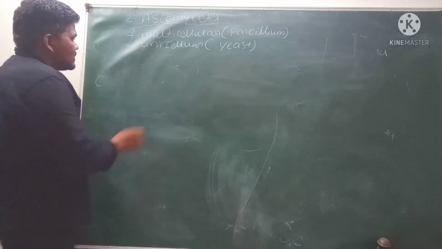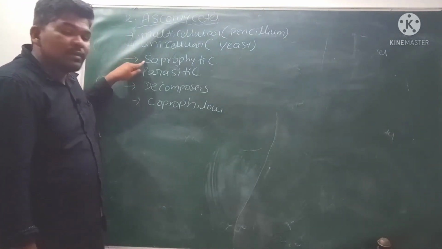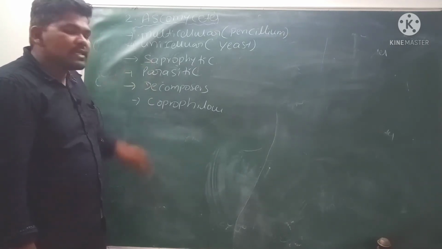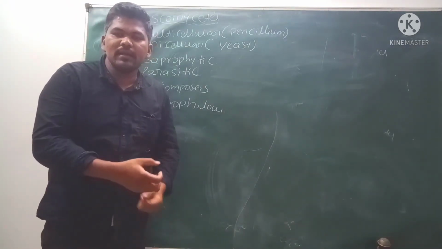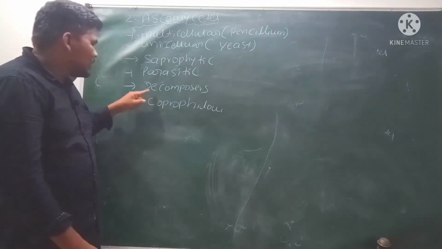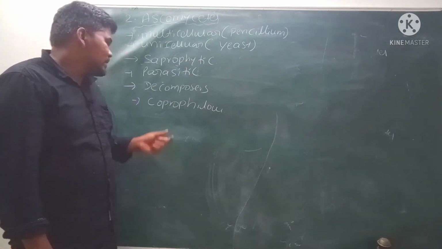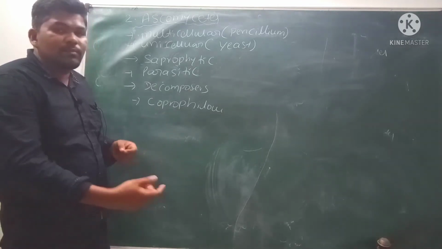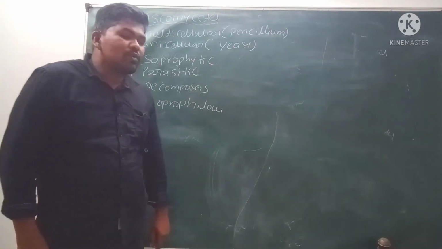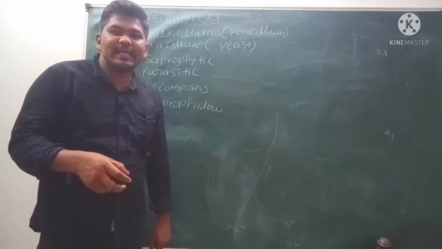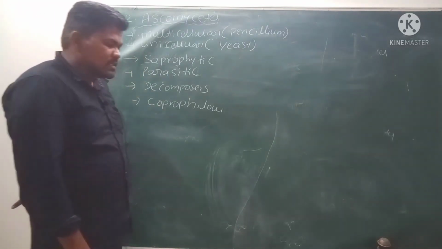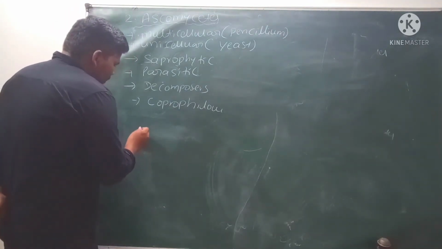Then if you observe the ascomycetes, the nutrition may be saprophytic, parasitic, decomposers or coprophilous. Saprophytic means they live on dead organic matter and absorb it. Parasitic means they live on living organisms and take food and shelter from them. Decomposers are involved in decaying; the material decays because of decomposers. Coprophilous means they live on dung. That is about the 4 different types of nutrition in the ascomycetes.